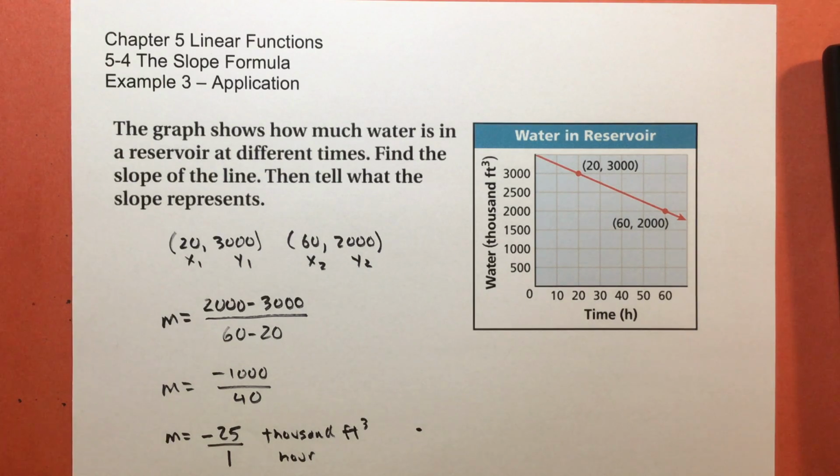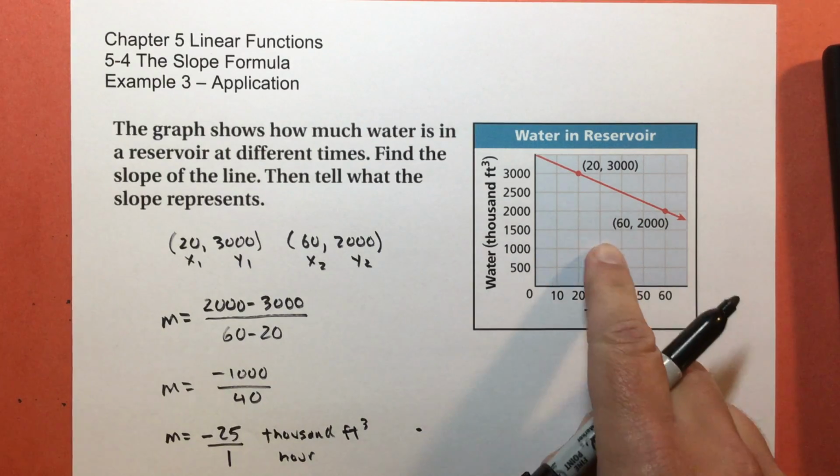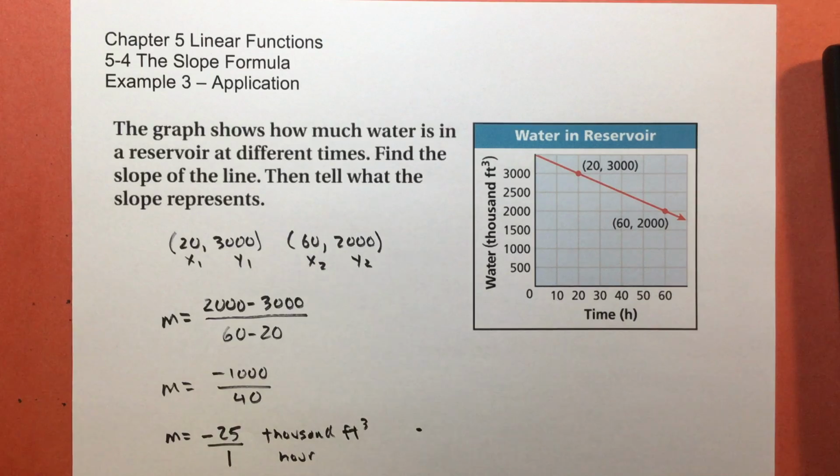So what does the slope represent? It represents the volume of the water that is leaking or being pumped out. I don't have a story here, okay? But it's the volume of the water that the reservoir is decreasing by for each hour. And notice what I did here, okay?